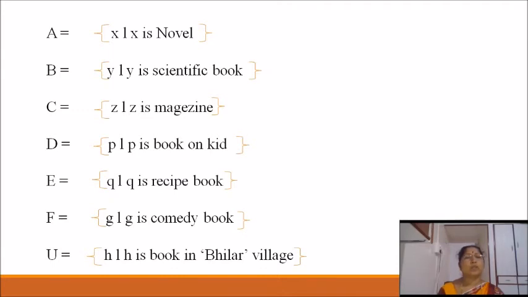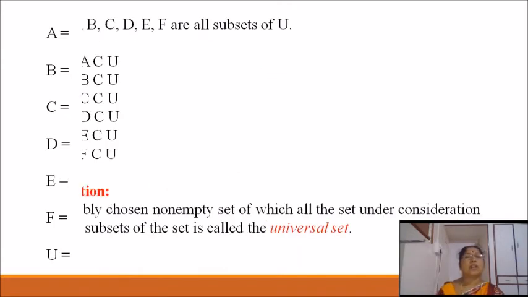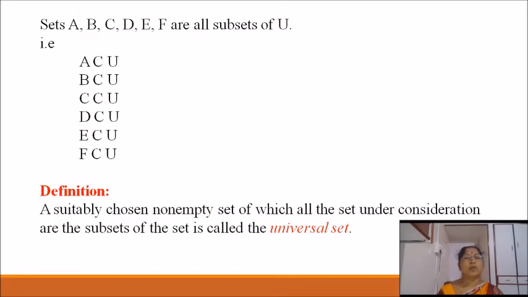Now we can notice that all the books in A, B, C, D, E and F are in U. Therefore, U is called the universal set of the respective sets. The sets A, B, C, D, E are subsets of U, strictly proper subsets of U. Therefore, we can define the universal set as a suitably chosen non-empty set of which all the sets under consideration are subsets, and that set is called the universal set.